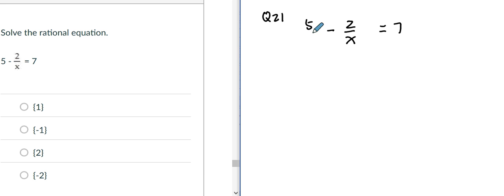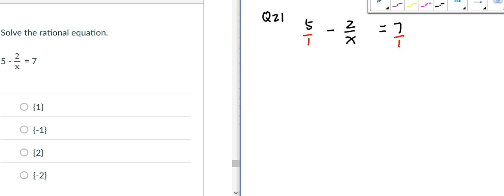Okay, let's solve this rational equation. Here we have 5 minus 2 over x equals 7. Remember, if it's an integer, it means downstairs there is a 1.